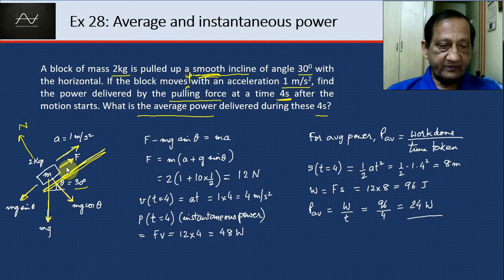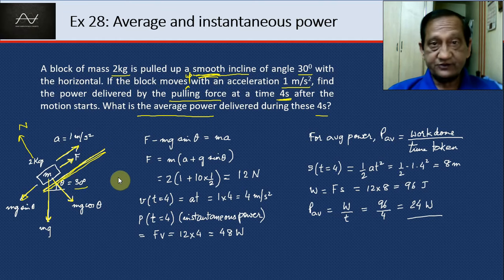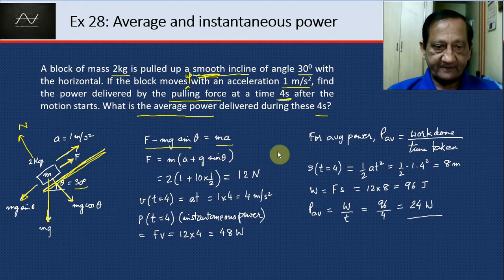Now, it is going up, so the net force should be upwards. The acceleration is always in the direction of the net force. Force upward is F minus mg sine theta, and that is equal to ma by Newton's second law. So take this to the right, F equals m into a plus g sine theta. m is given, a is given, g we are taking as 10, and sine of 30 is half, so this is 2 into 5 plus 1, 12 newtons.